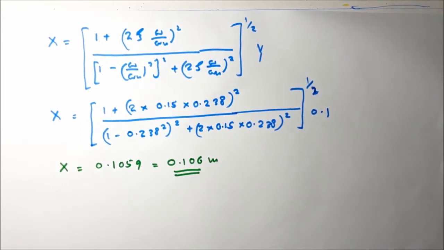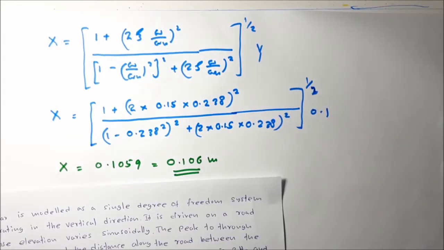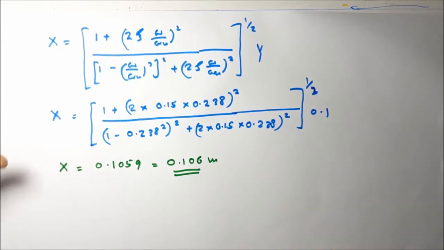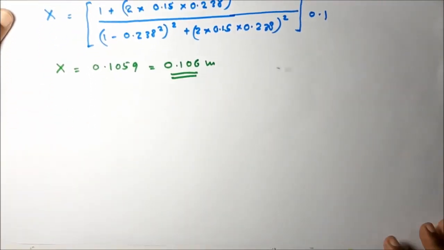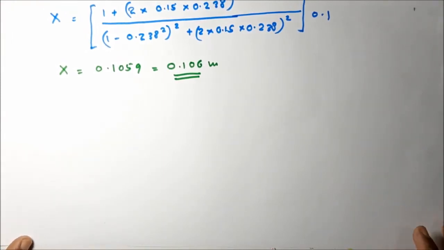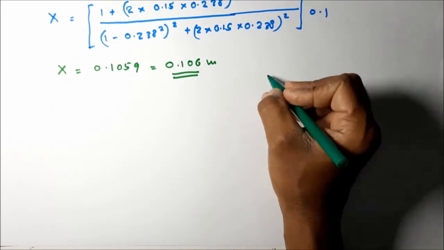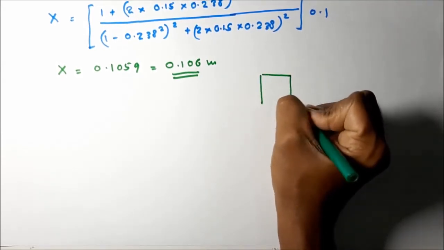Okay, then the second part of the problem: if the speed of the car varies, what is the most unfavorable speed for the comfort of its passengers? The speed of the car is varying, what does it mean? We are varying the base excitation frequency.